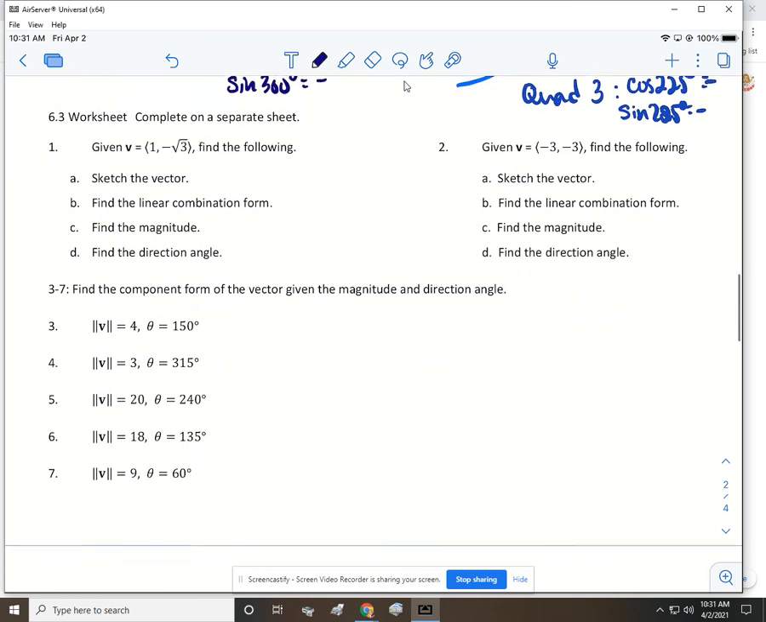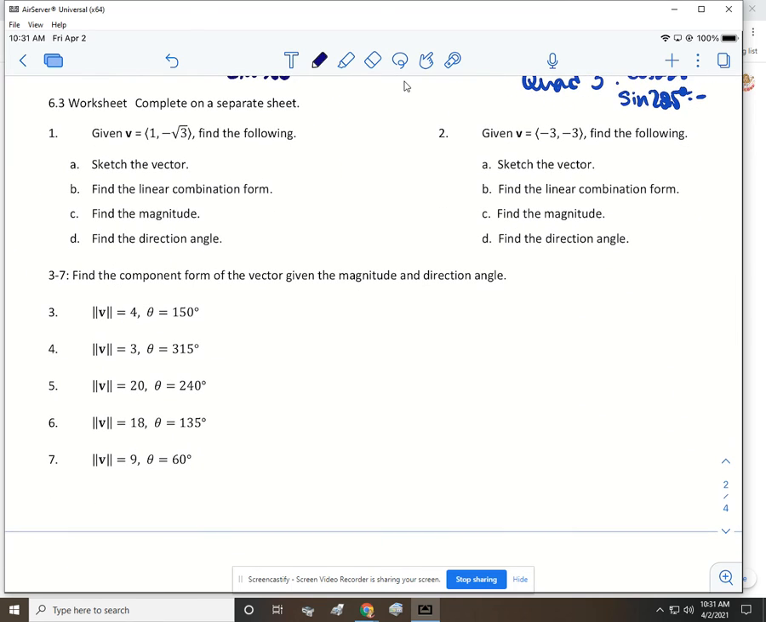All right, so this is like a crash course on vectors. So what I want you to do are these 7 problems here at the bottom. And go ahead and do them on a separate sheet because I do want you to graph and do different things.